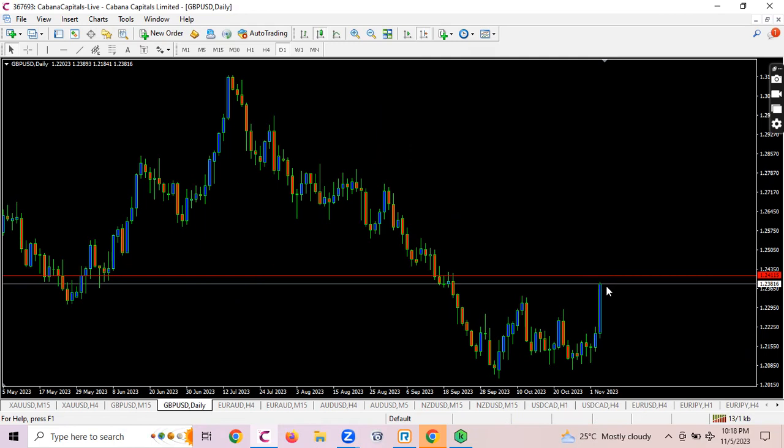And if you don't want to wait for Monday candle to close, as you can see, this is daily, right? At this point, you can see the resistance level here.